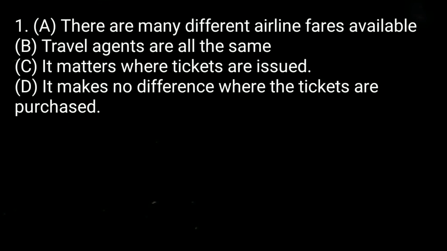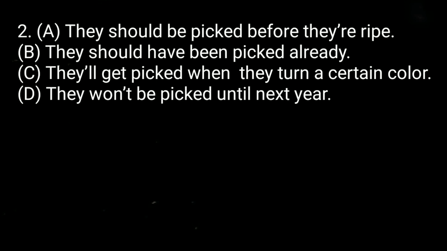Now we will begin Part A with the first conversation. Number 1. Did you buy your ticket from a travel agent or from the airline? Does it matter? They're all the same price. What does the woman mean? Number 2. When do you think your apples will be ready to pick? You can always tell whether an apple's ripe by its color. What does the woman imply about the apples?